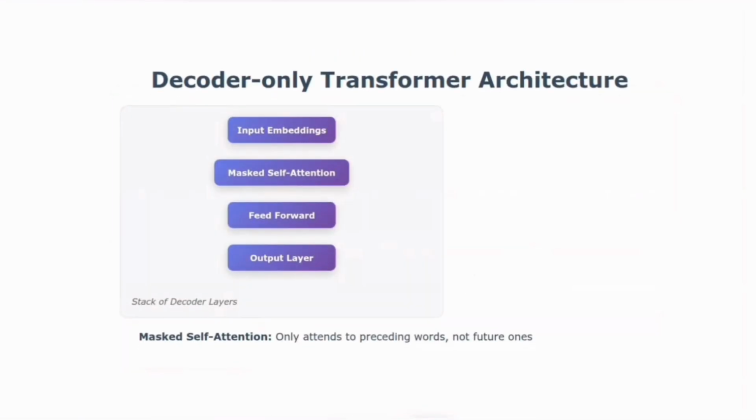Let's revisit the transformer architecture for LLMs. Many LLMs are decoder-only transformers, meaning they are primarily focused on generating sequences. They have a stack of decoder layers. Each decoder layer uses masked self-attention, ensuring that when predicting the next word, it only attends to preceding words in the sequence, not future ones.